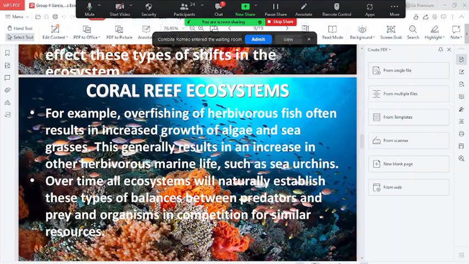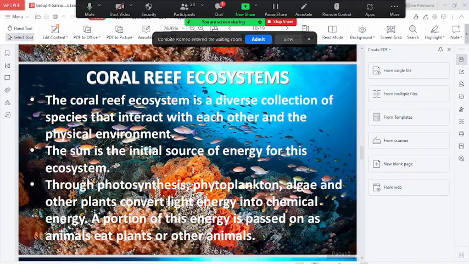For example, overfishing of herbivorous fish often results in increased growth of algae and seagrasses. This generally results in an increase in other herbivorous marine life such as sea urchins. Over time, all ecosystems will naturally establish these types of balances between predators and prey and organisms in competition for similar resources. The coral reef ecosystem is a diverse collection of species that interact with each other in the physical environment.